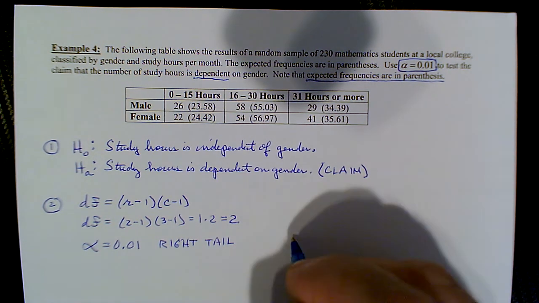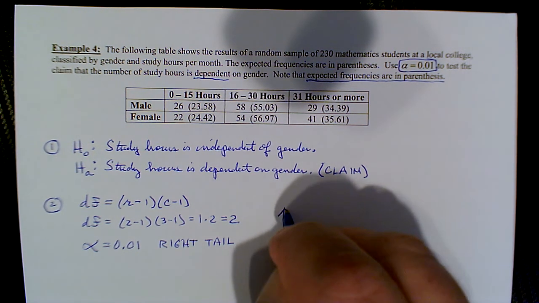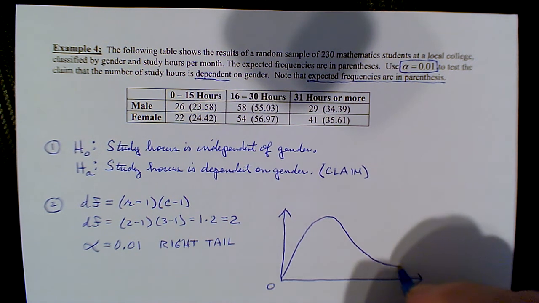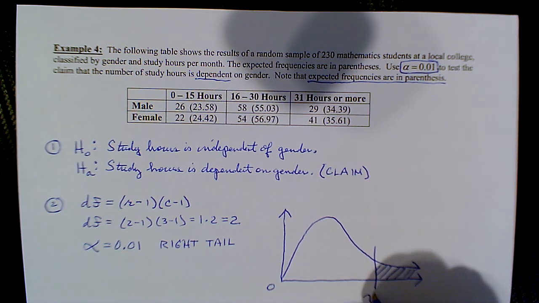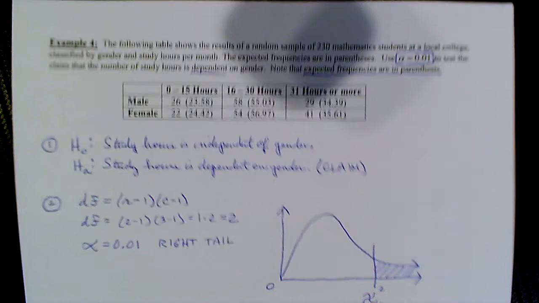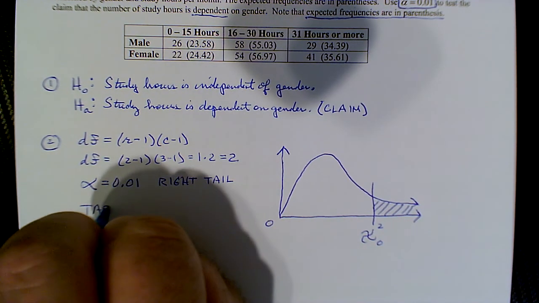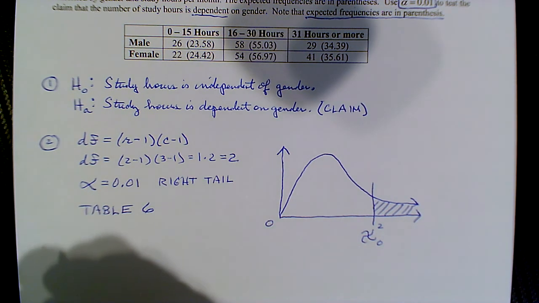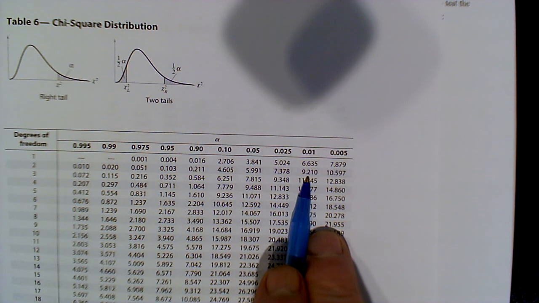Okay, so I'll draw the distribution off to the side here. We're always starting at 0. Got a little roller coaster going on. And it's always a right-tailed test. And that's our chi-square sub-0 critical value. So we look up Table 6, and it's easy enough to use, as we saw. Degrees of freedom of 2, alpha is 0.01, the second column from the right. Looks like 9.210.